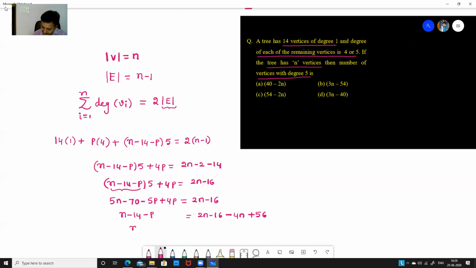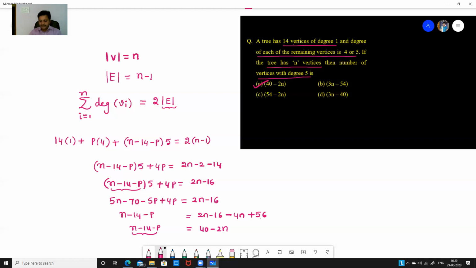Which is equal to n minus 14 minus p. So 2n minus 4n equals minus 2n. 56 minus 16 equals 40. So 40 minus 2n. So the total number of vertices of degree 5 is equal to 40 minus 2n. Therefore, the correct answer to this question is A.